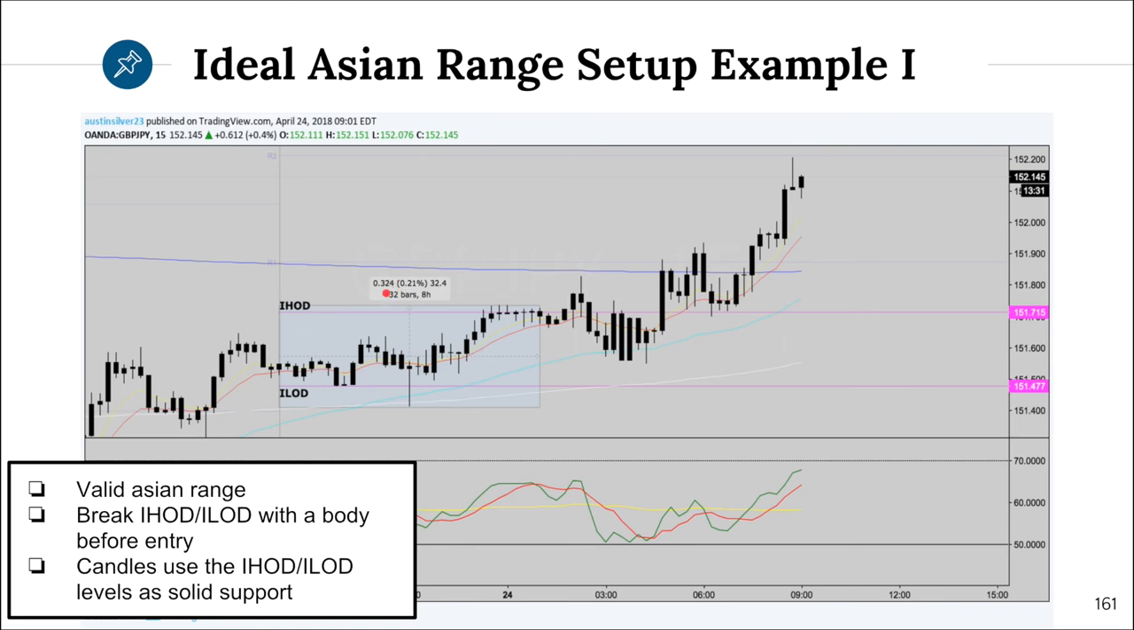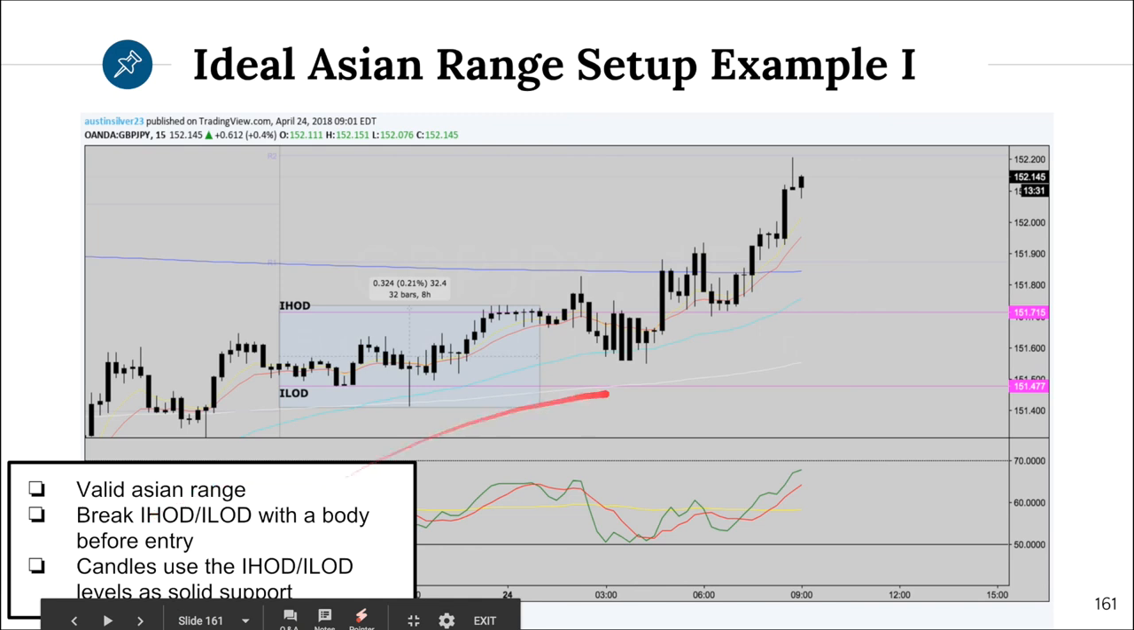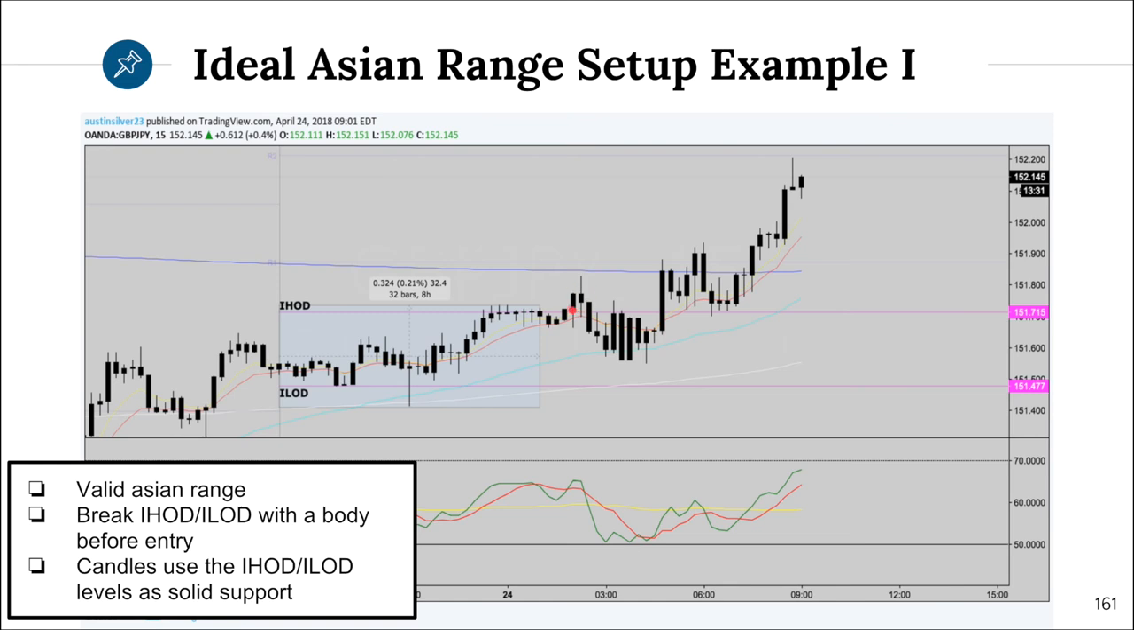So that's perfectly fine. We could check off that, yes, the Asian range is valid for today. Now, did we break the initial high or initial low with a body before we would be looking to take this for an entry? Absolutely. Right here, we can see that 2 candles close above the initial high set in Asia. Great, we broke out of the box.